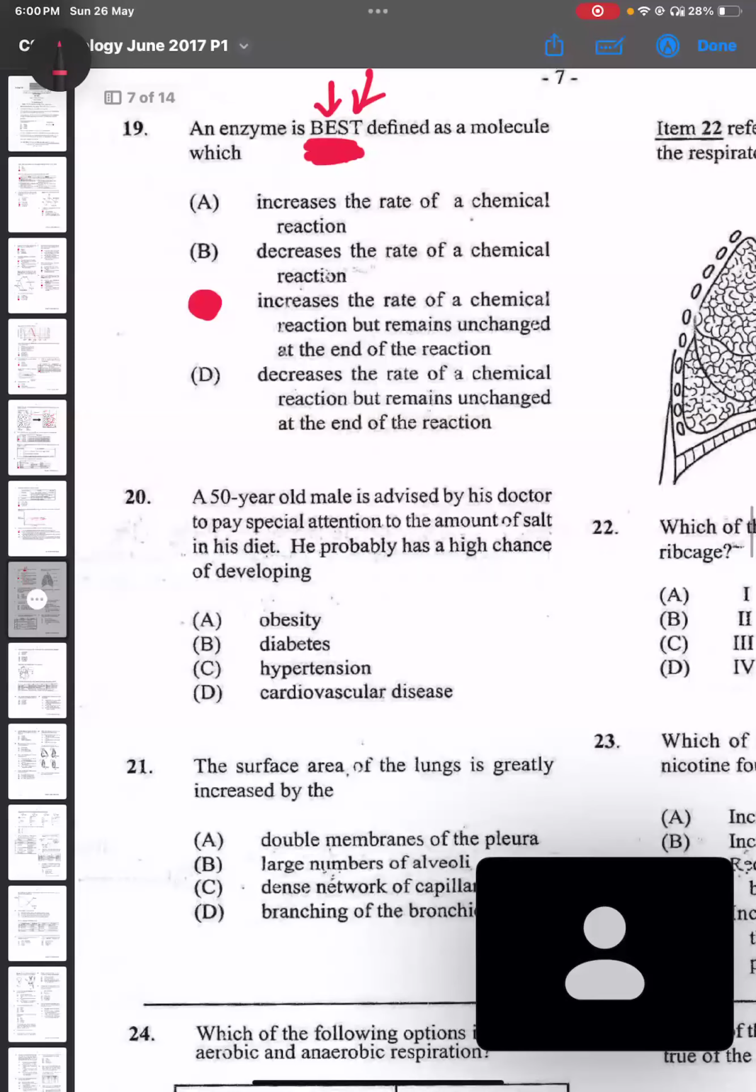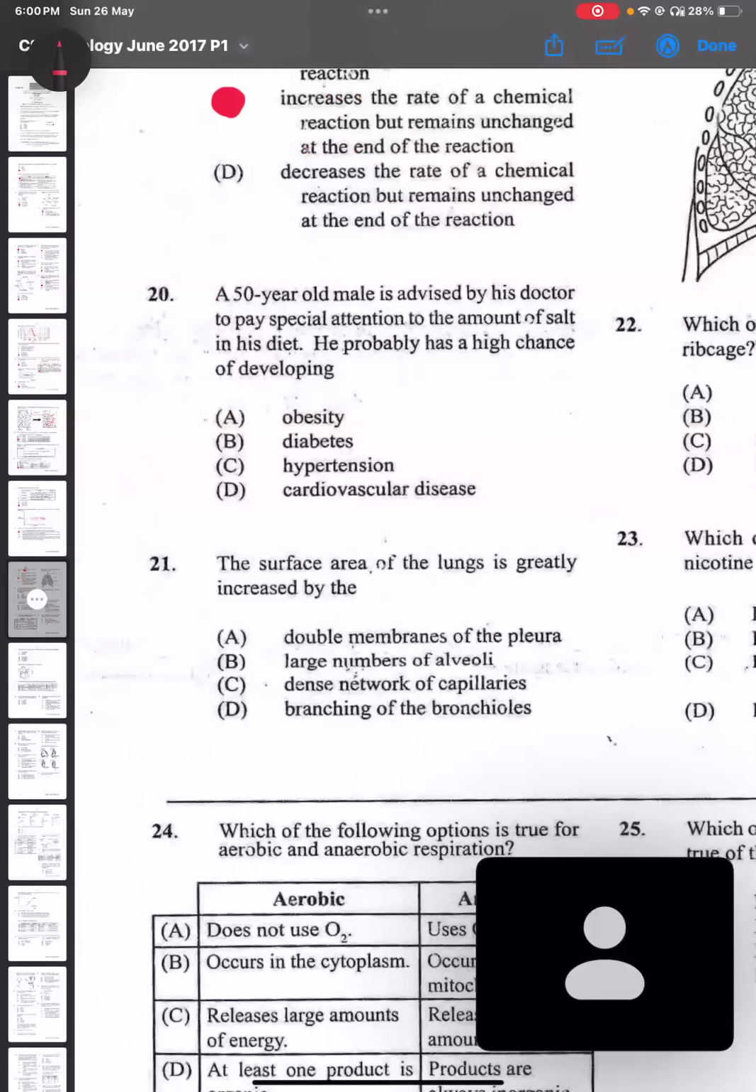We know question 20, sorry, hypertension. Question 21, when it asks you about the surface area of the lungs, how is the surface area of the lungs increased? E, large numbers of alveoli.